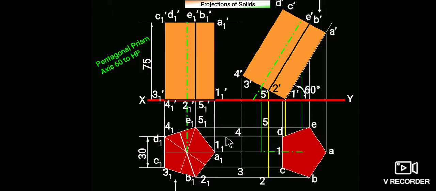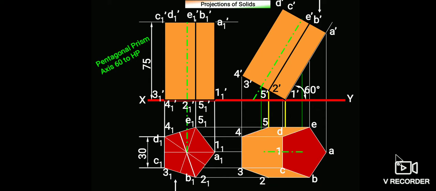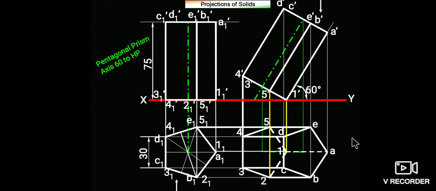And join these points. If we are looking from top, this pentagonal face would be fully visible. So join ABCDE with a full line, and 1, 2, 3, 4, 5 with a full line. But the lines 1, 5 and 1, 2 will not be visible, so they should be drawn dotted and the rest are full lines. This 4D, C3 covers this corner, so this line will become invisible. So this line should be drawn dotted: 5, 1 and 1, 2. Similarly 1, 2A will also not be visible in top view, so that should also be drawn as a dotted line. So this is the final drawing.